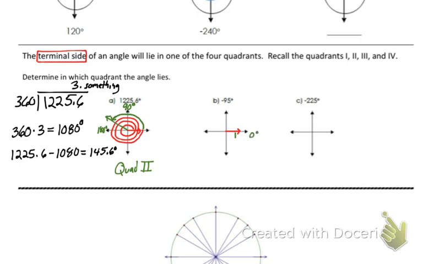So let's just mark it. This is 0 degrees. We're going negative, so this is negative 90 degrees. Well, negative 95 degrees is just going to be a little bit bigger than that. So that is definitely quadrant 3. Good work.